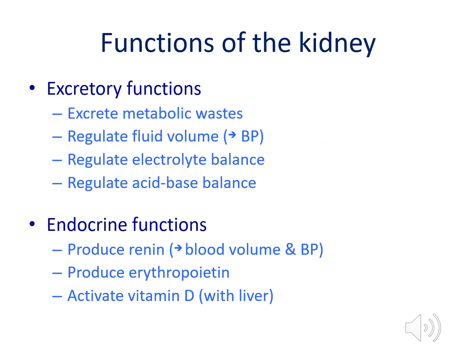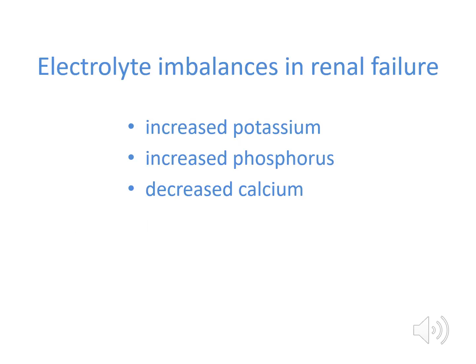Going back to our list, you remember that the kidneys are also supposed to regulate electrolyte balance, right? And so if the kidneys fail, we expect to see some electrolyte imbalances. The three electrolyte imbalances you're most likely to see in renal failure are an increase in potassium, an increase in phosphorus, and a decrease in calcium. Okay, let me explain to you the logic behind this.